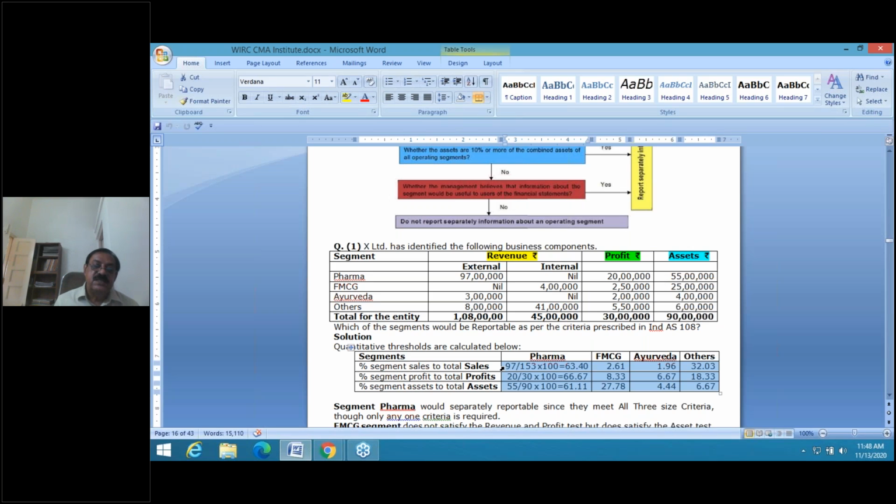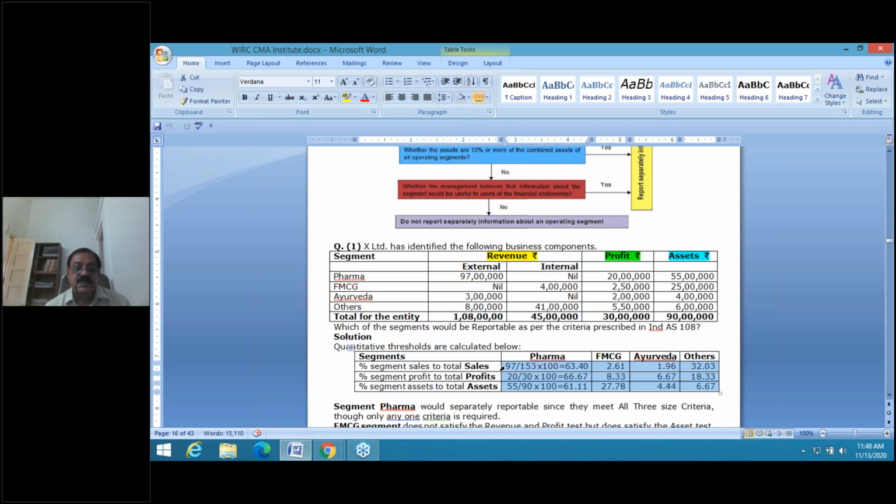Now what is the sales criteria of FMCG and Ayurveda and others? Similarly, you will find out for FMCG: 4 lakhs divided by 1 crore 53 lakhs, which is 2.61%. 3 lakhs divided by 1 crore 53 lakhs, which is 1.96%. 8 plus 41, 49 lakhs divided by 153 into 100, that is 33.03. So for others, this criteria is fulfilled.